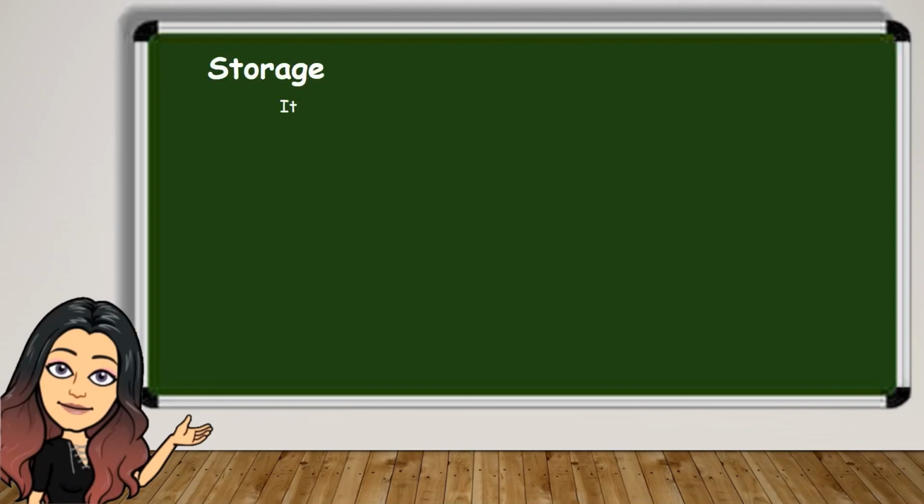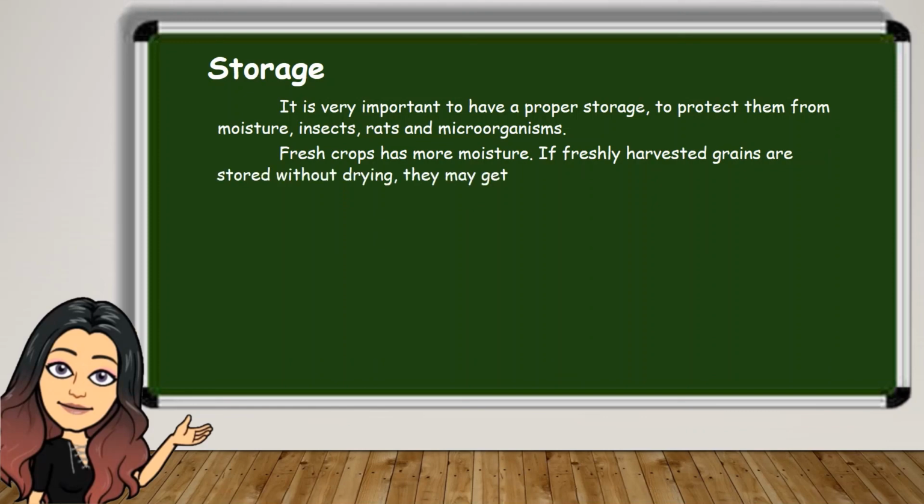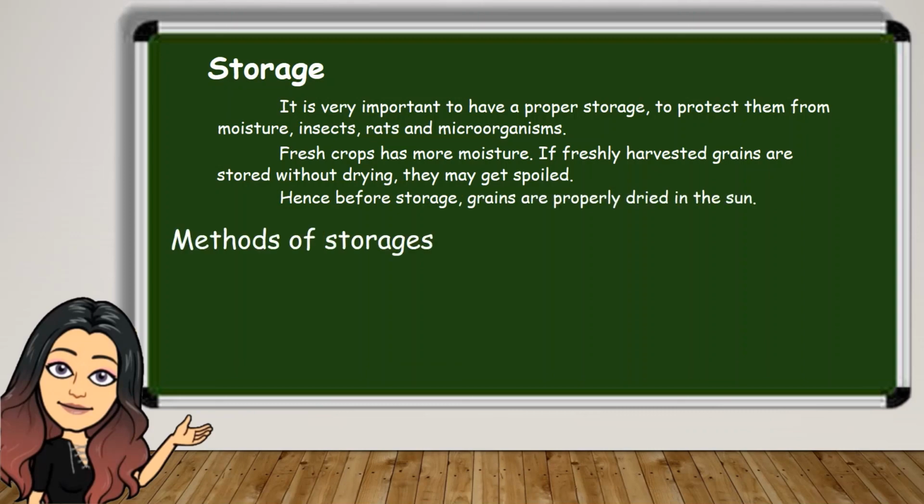It is very important to have proper storage, to protect grains from moisture, insects, rats and microorganisms. Fresh crops have more moisture. If freshly harvested grains are stored without drying, they may get spoiled. Hence before storage, grains are properly dried in the sun. Methods of storage are jute bags, silos and granaries.